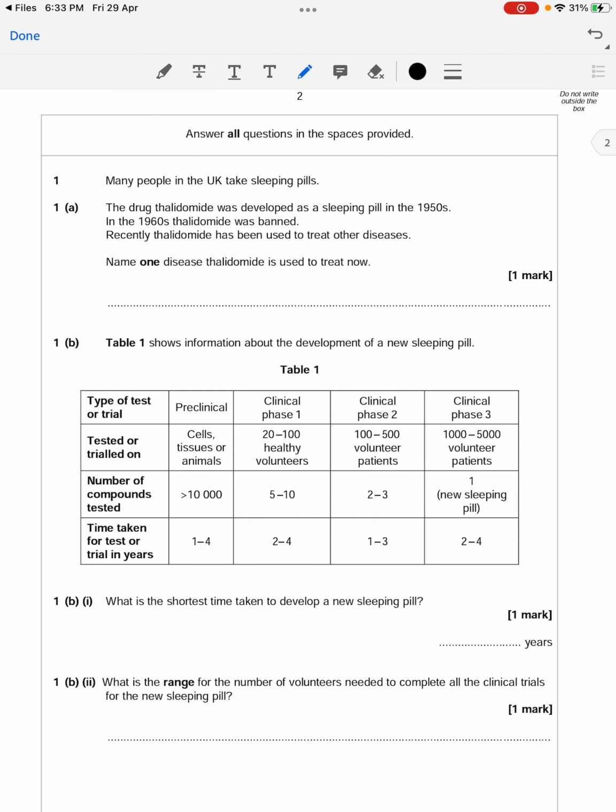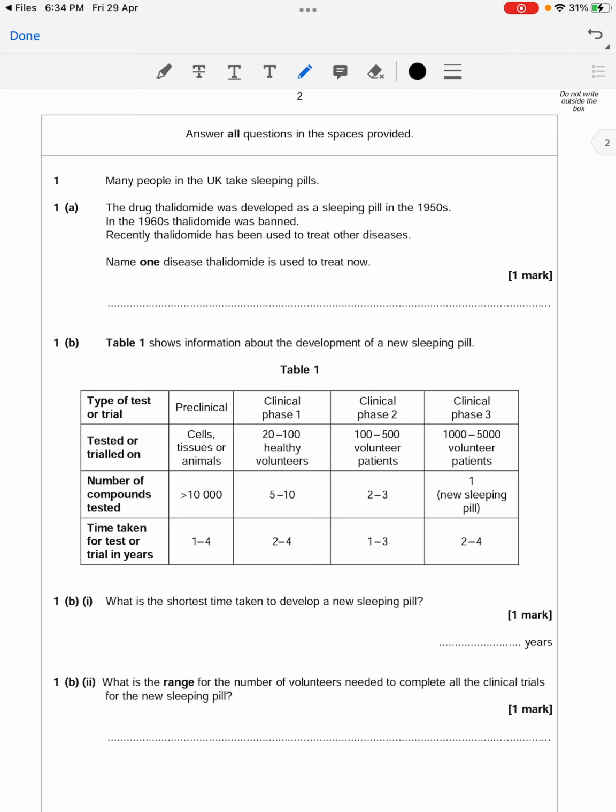Many people in the UK take sleeping pills. The drug thalidomide was developed as a sleeping pill in the 1950s. In the 1960s, how do you pronounce this? Thalidomide, I think, was banned. Recently, thalidomide has been used to treat other diseases. Name one disease thalidomide is used to treat now.